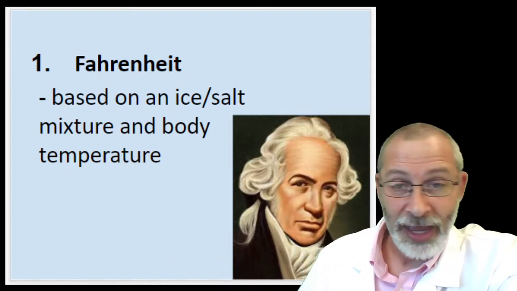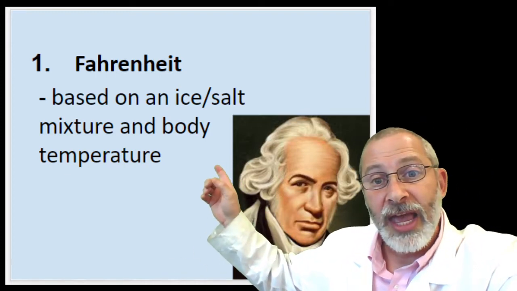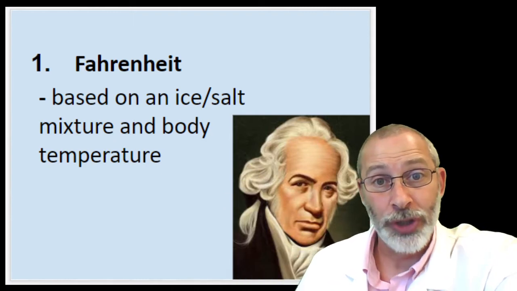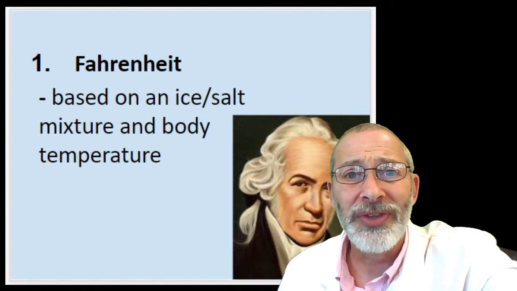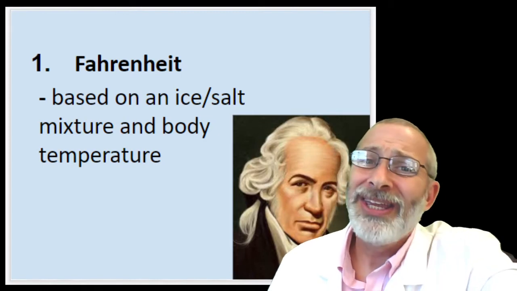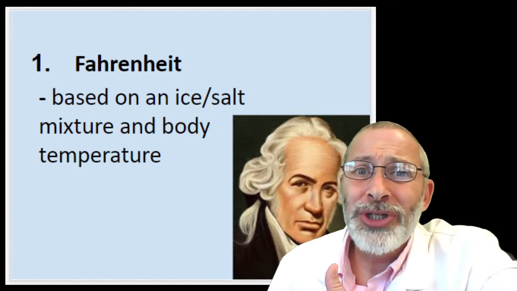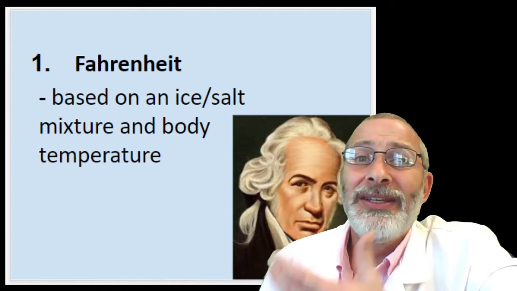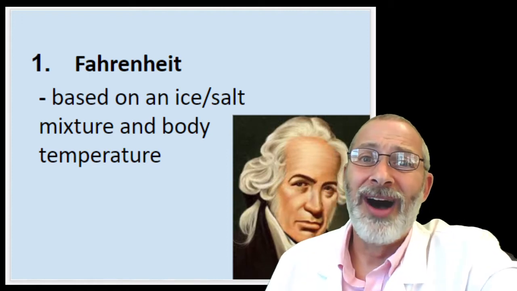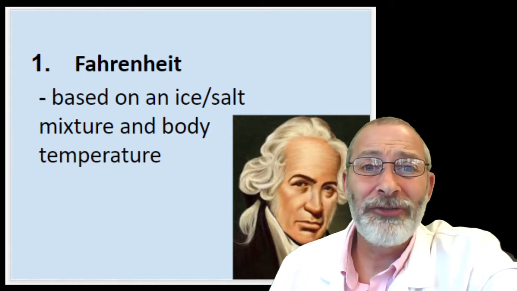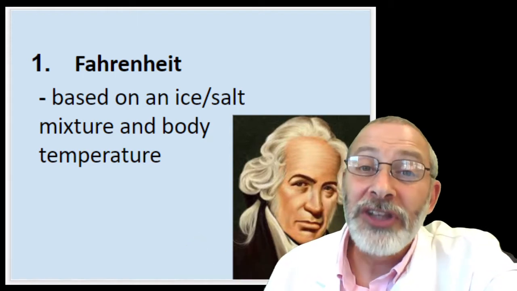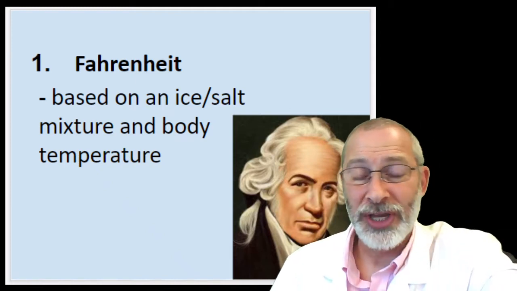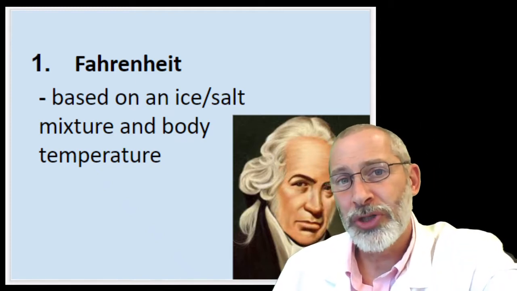Be that as it may, the Fahrenheit scale was based on an ice-salt mixture and body temperature. And the reason I told this story is because body temperature is not a good thing to base a scale of measurement on because, hey, we're all different and our temperatures fluctuate a little bit. And there was somebody else who came on the scene who pretty much realized this.